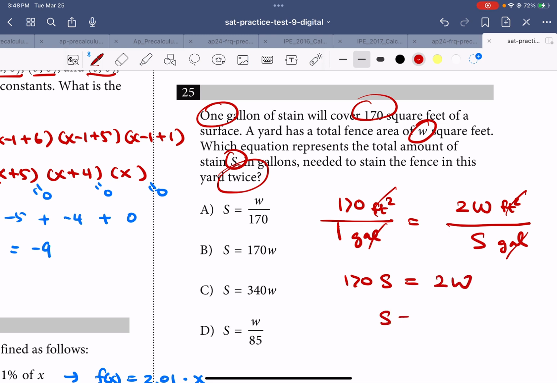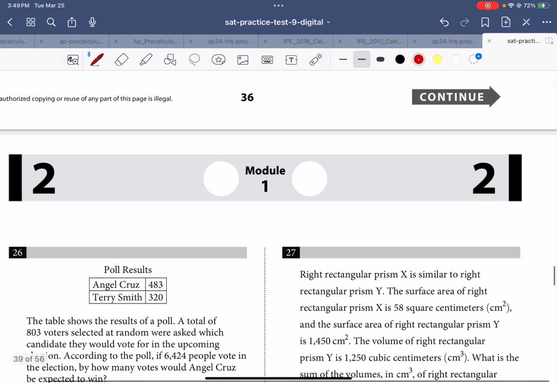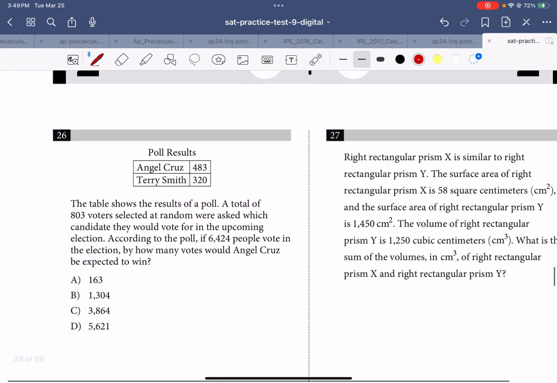And then you need to solve for S, because the answer choices isolate S. So S equals 2W over 170. It looks like you need to reduce, so by 2, that's 85. So S equals W over 85. Okay, so the answer is D. Now, two more problems to go.